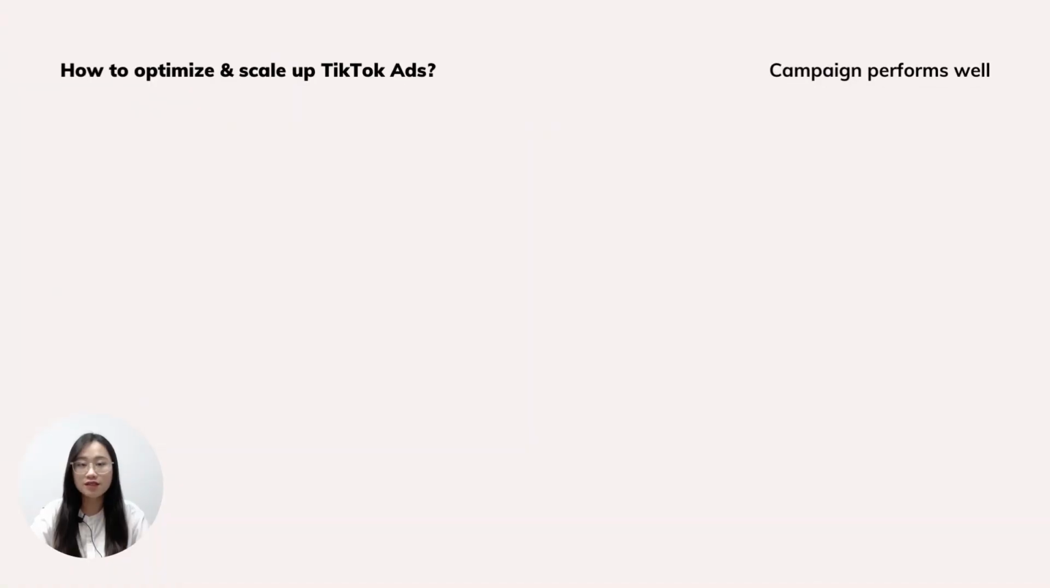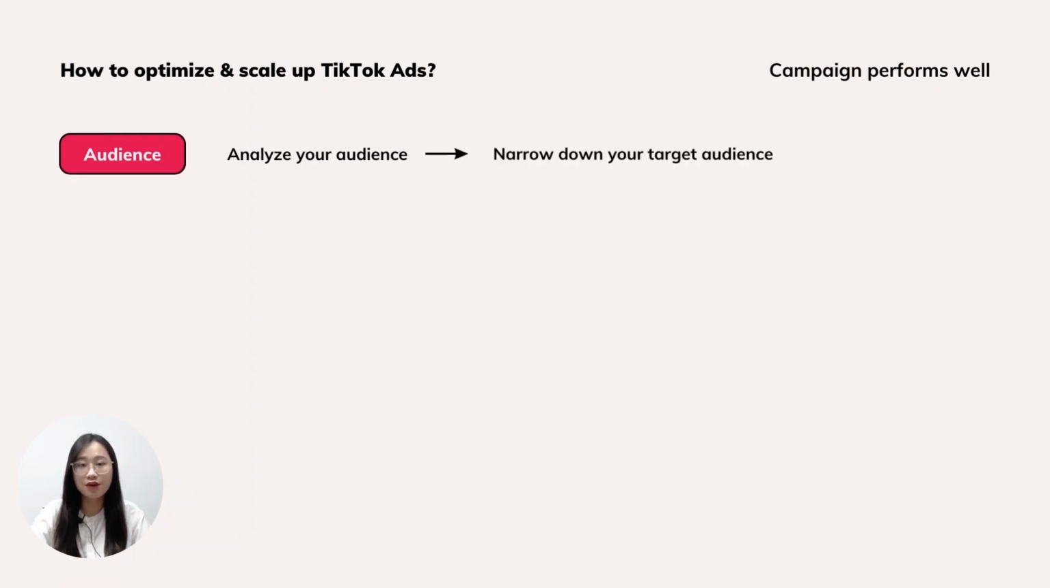If your campaign is working well, here are some tips that we recommend to do. With the audience, try to analyze your audience and do all the analytics to narrow down your target audience and then find the most potential customers. As we said before in our last video about TikTok retargeting and retention ads, to set the audience interest, you need to rely on the audience statistics in your previous campaigns.